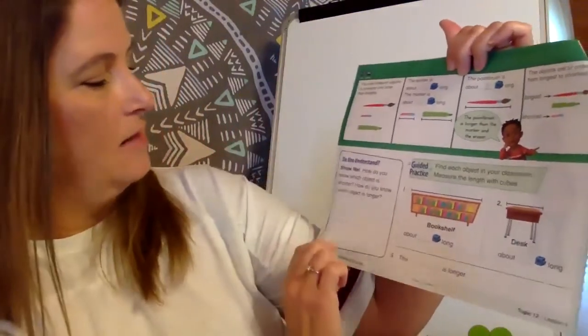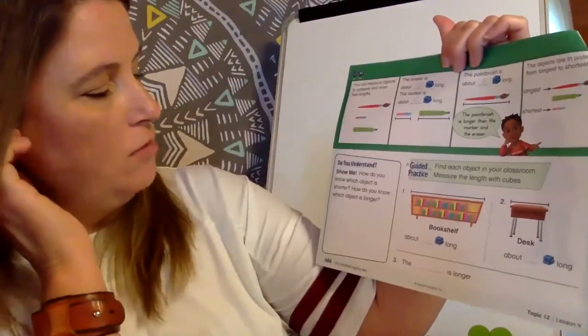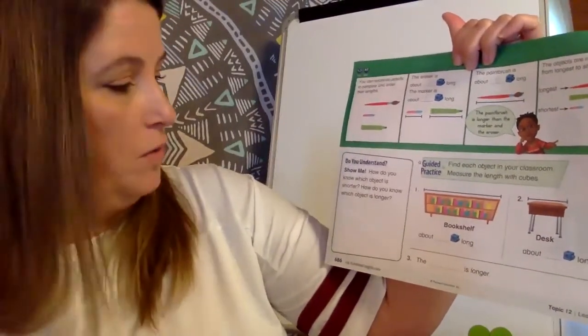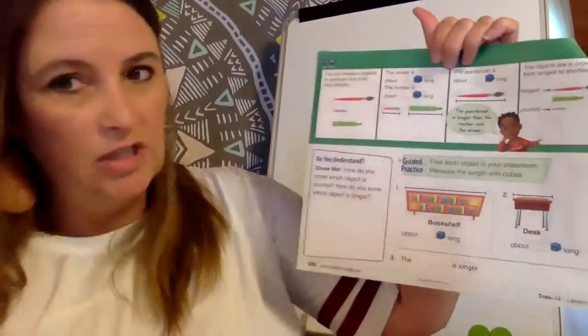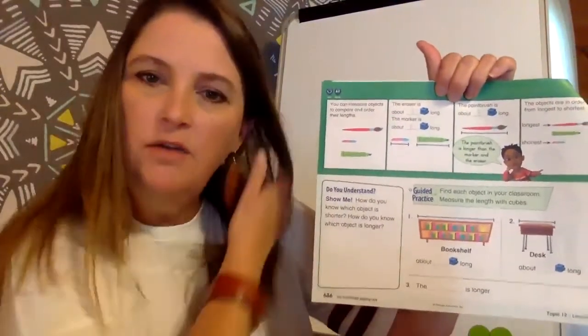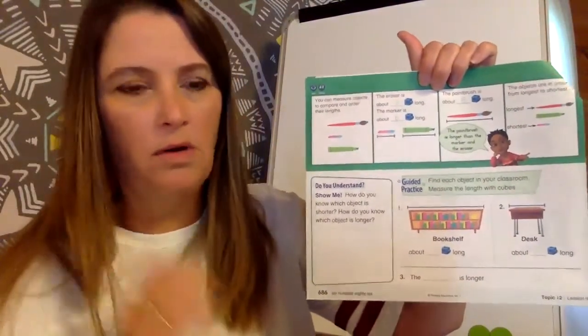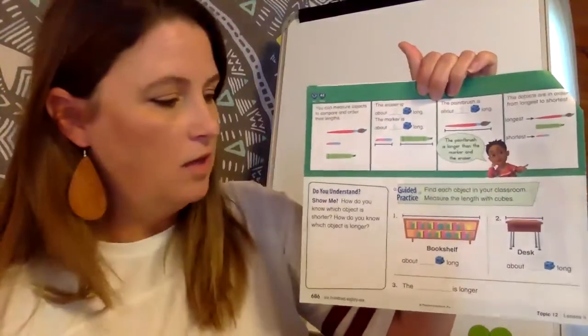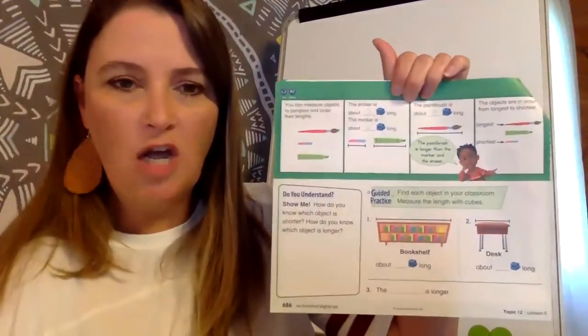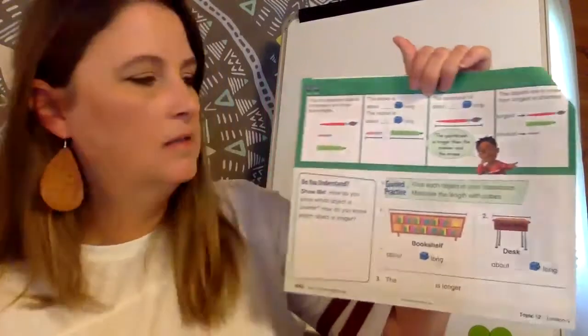And let's look at the Do You Understand Show Me box. It says, how do you know which object is shorter? How do you know which object is longer? So you can pause the video and you can talk to your parents or whoever's there with you to tell them, how do you know which object is shorter and which object is longer?